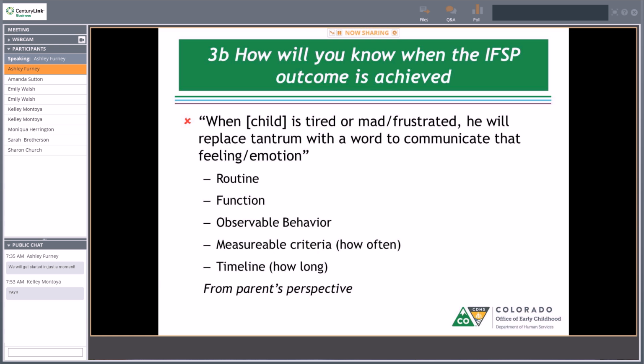And I think that we can gather that from what we already have. Does anyone have an idea what the family's trying to achieve? We'll give you guys a second to think on it. Do you feel like the function's already there? Yes, use a word.